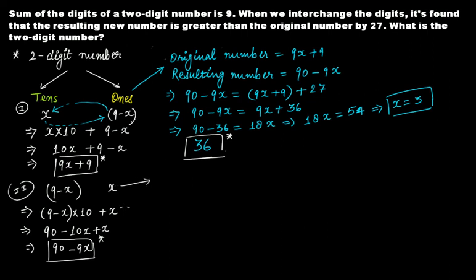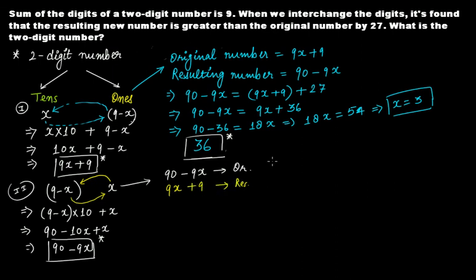In the second case, your original number is 90 minus 9x. Okay, this is the original number. And when we interchange the digits, that is when 9 minus x goes at the ones place and x comes at the tens place, tell me, isn't it the same thing as this one? Yes. Then what's the resulting number? Resulting number is 9x plus 9. This is the resulting number.